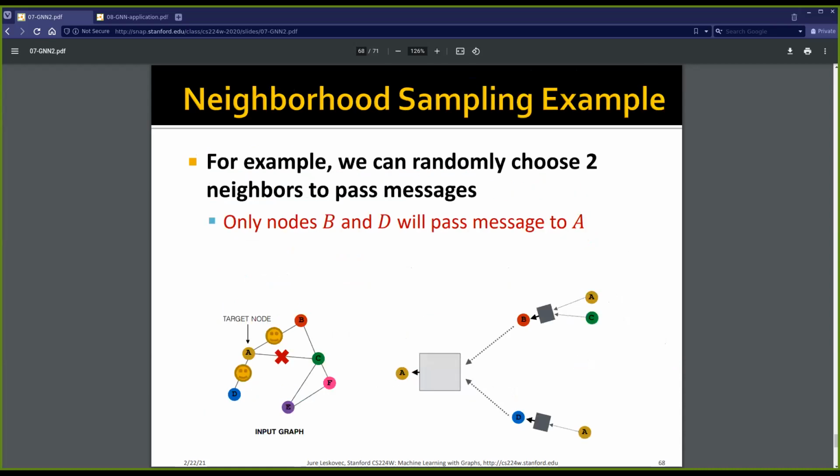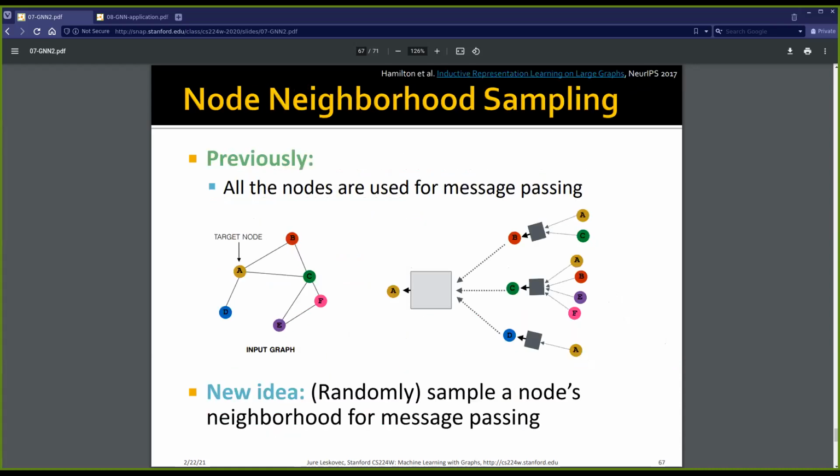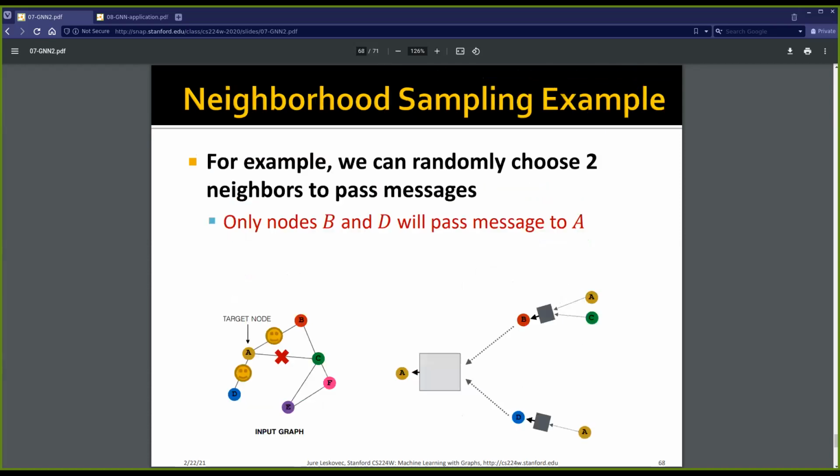Neighborhood sampling is quite intuitive. We do not process messages from all neighbors, just from a subsample of the neighbors. For example, if we have a node that has 10 million neighbors, then computing such message passing would be quite costly. So we can, for example, randomly subsample 10 neighbors every time and do multiple training iterations.